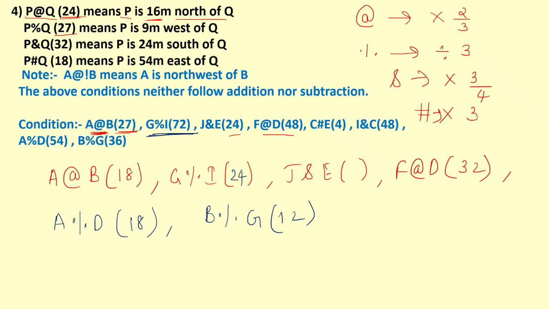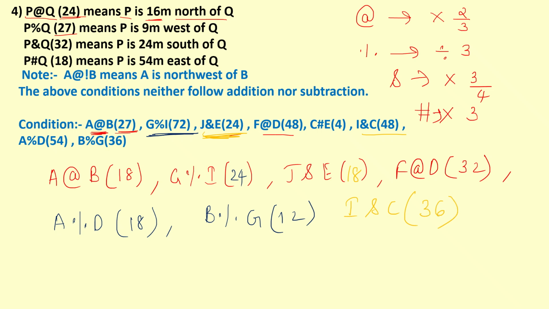Okay. Next, go for AND. So AND, what is the logic? 24 into 3 by 4, you need to multiply. So 24 into 3 by 4, when you do, you'll get 18. Okay. Next, AND is used for I and C. So 48 into 3 by 4 will give you 36.